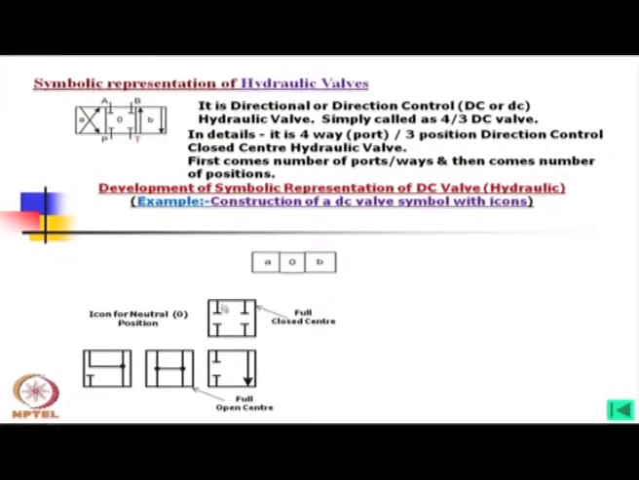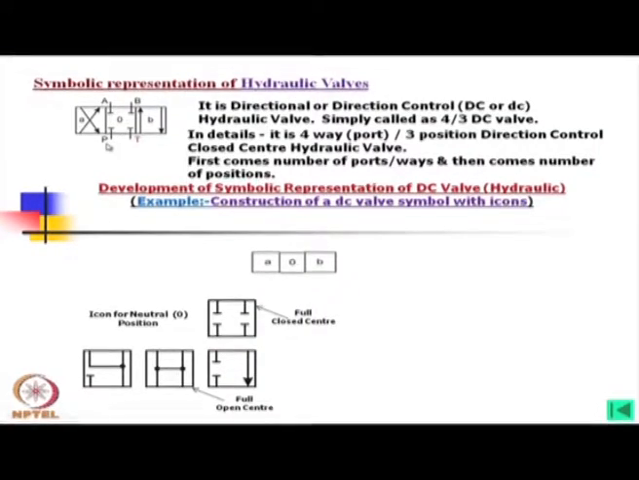Now, this means that in the middle there are A and B ports which can be connected to two sides of the actuator. One is input, another is output, or vice versa for the reverse motion. Whereas P indicates it is connected to the pressure, that is the pump. This P actually indicates pressure, not pump, but we can say it is connected to the pump, and T is to the tank. This is for the drain.